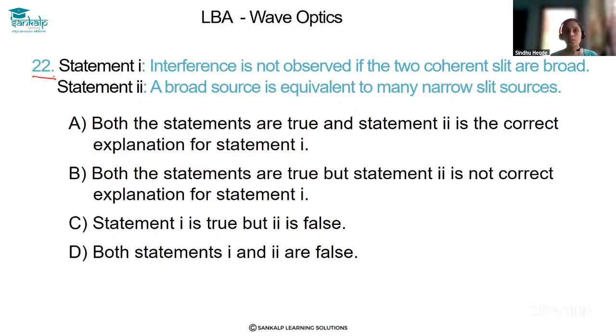Let us see question number 22. Statement 1. Interference is not observed if the two coherent slits are broad. Statement 2. A broad source is equivalent to many narrow slit sources. So let us check statement first. Interference is not observed if the two coherent slits are broad.